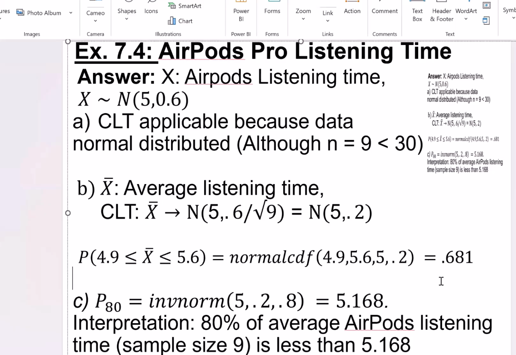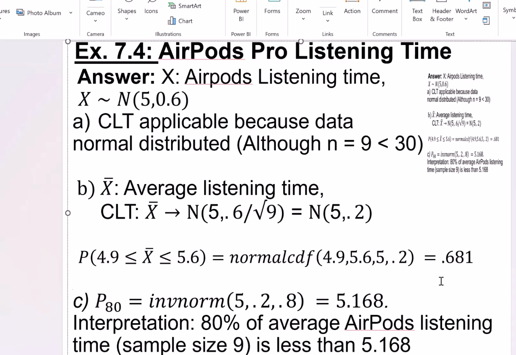You can also say that if you randomly collect 9 AirPods Pro and calculate the mean listening time, and among like 100 people who collect data independently, then about 68 of them will have the mean listening time in the sample belonging to 4.9 to 5.6. So there are different ways we can interpret this result, okay?